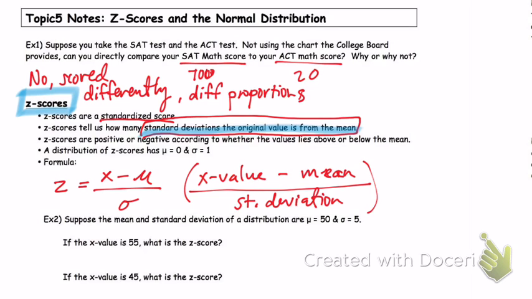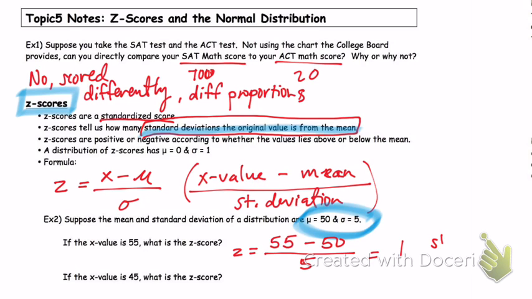So here's an example. It gives us an average of 50 and a standard deviation of 5. And so if the X value is 55, what is the Z-score? So I'm going to plug that into the formula. I would take my X value, which is 55, minus the mean, which is 50, all over 5, which is the standard deviation. So 5 over 5, that reduces to 1. So that means that I am 1 standard deviation above the mean. I'm above average.